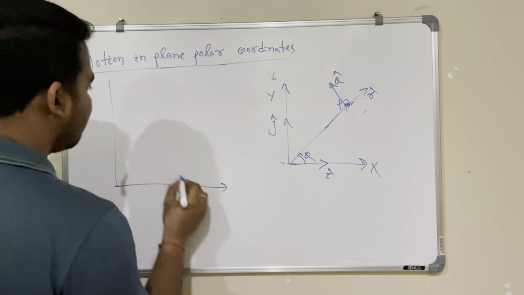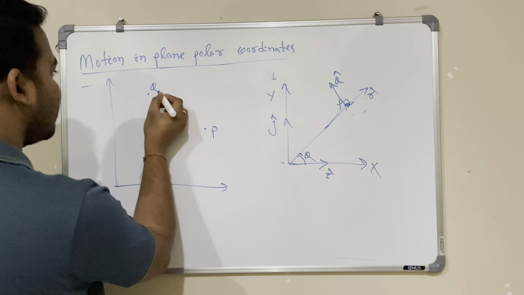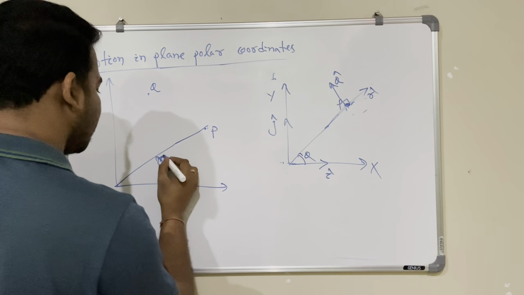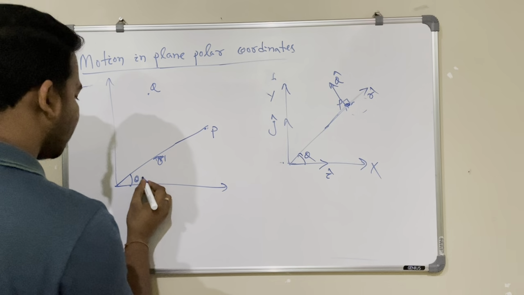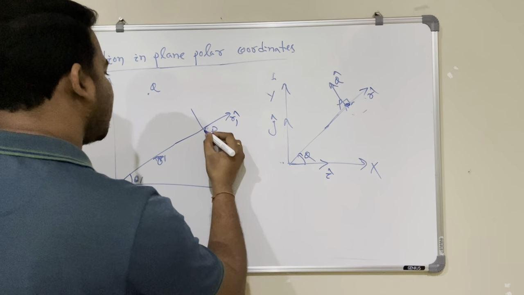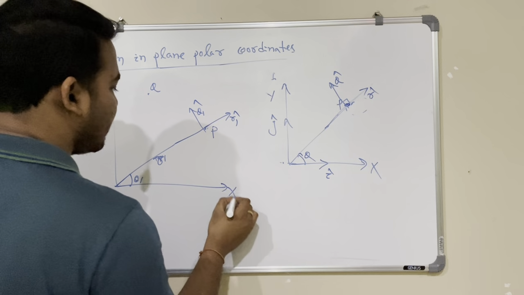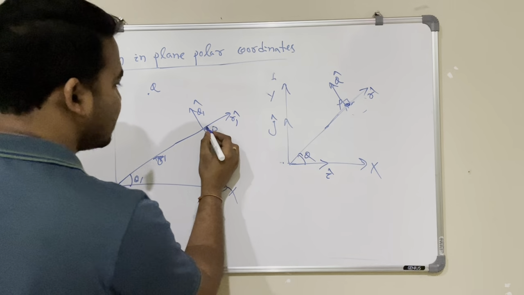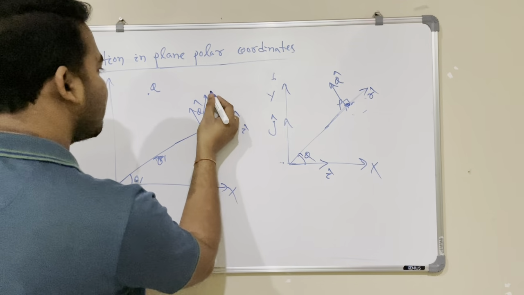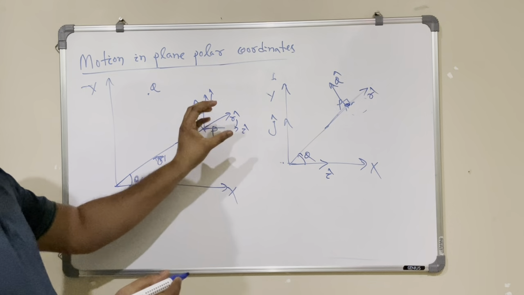Let's consider two points. Say the first point is P and the second point is Q. At point P, let's say the distance is r1 and the angle is theta 1. So r1 cap will point in this direction and theta 1 cap will point in this direction. But here, as this is the x-axis and this is the y-axis, i cap is along the x-axis and j cap is along the y-axis. So this is the situation at point P.